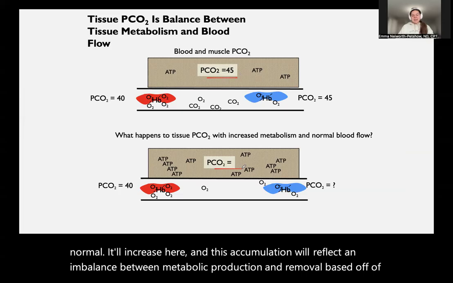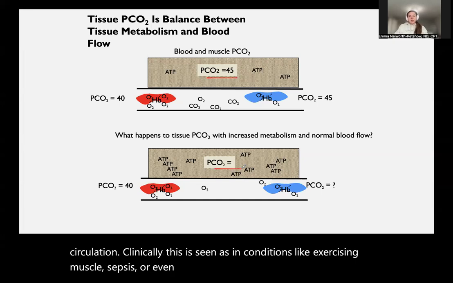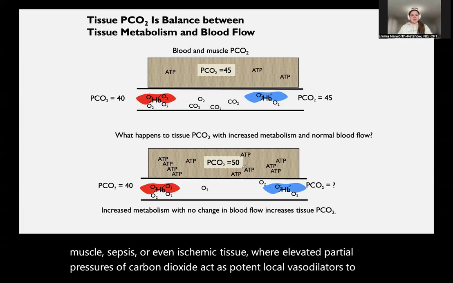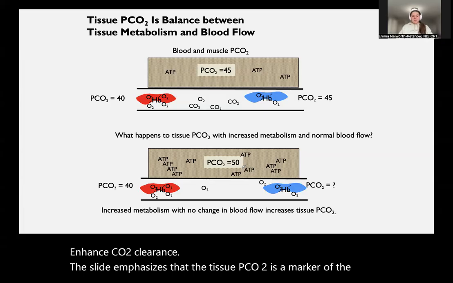Clinically, this is seen in conditions like exercising muscle, sepsis, or even ischemic tissue, where elevated partial pressures of carbon dioxide act as potent local vasodilators to restore perfusion and enhance CO2 clearance. This slide emphasizes that the tissue PCO2 is a marker of the balance between metabolic activity and perfusion.